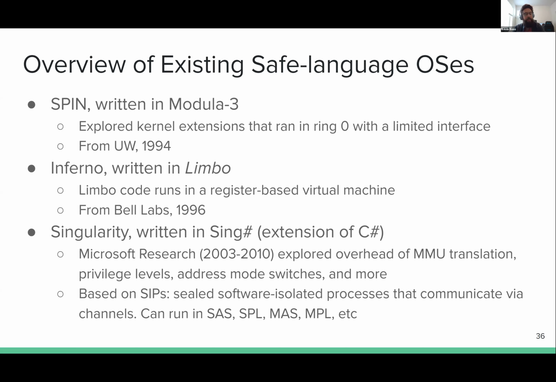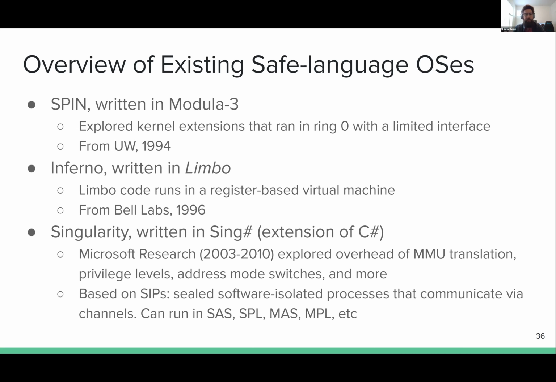Okay, so there are quite a lot of existing safe language OSs. I'll just go over some of them real quick so you can get an idea that it's not super new. Back in the mid-1990s, I think the first major example of this is called Spin. It basically explored the ability to write kernel extensions, like loadable modules in Linux or drivers or something. They ran in ring 0, but they had a very limited interface with the rest of the kernel, and they were written in a safe language called Modula 3.